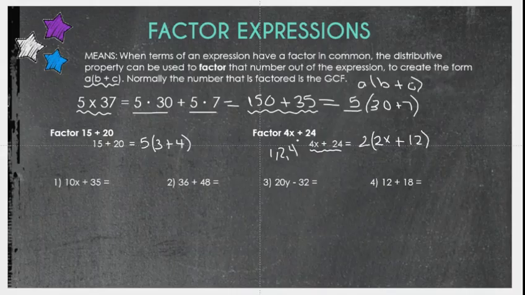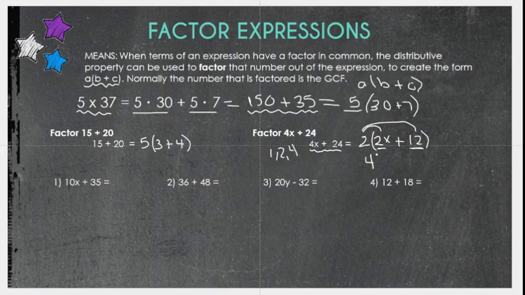Does that equal the original expression? 2 times 2x is 4x. 2 times 12 is 24. So it does equal the original expression. I do notice, though, that 2 and 12 can both be divided again by 2. And so I can see that the greatest common factor wasn't taken out here. The greatest common factor would be 4.